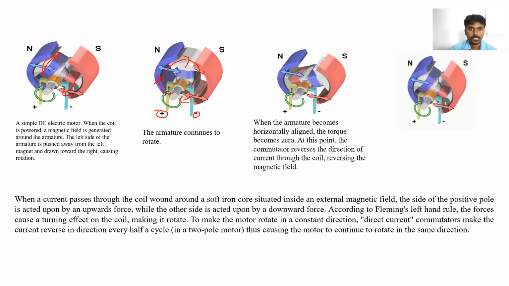So like this, the coil which is placed in between the magnets will rotate in a particular direction. Clear? This is the simple operating principle of the DC motor. I think you know very well about it. So I am not going in depth about the operating principle of the DC motor here.